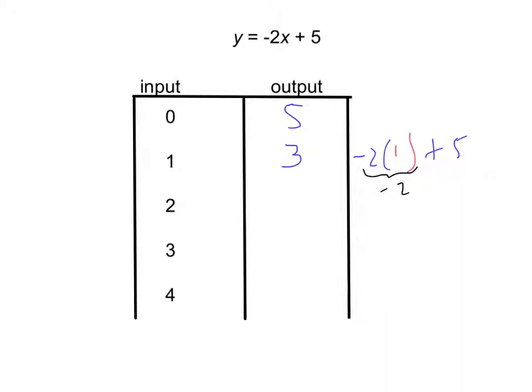If you look at the next one, you're plugging in a positive 2, so you've got that negative 2 times your positive 2, and then you always finish by adding the 5. So this time we've got this negative 4 here. So if you owe 4 and you add 5, are you positive or are you negative? Well, you're still positive, but barely.